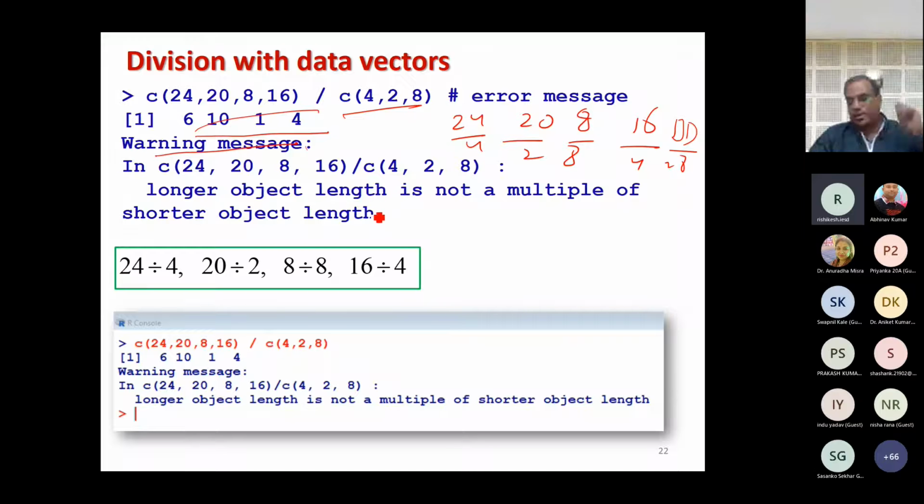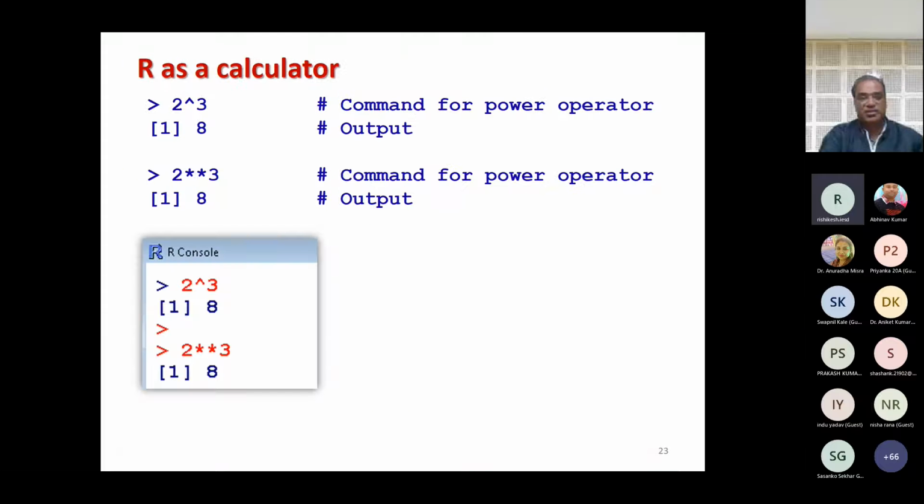It is trying to say that the total number of elements in the second data vector is not an exact multiple of the number of elements in the first data vector. Right, so this is the way the divisions are going to happen. So now you can see here, this is not a very difficult thing, the addition, multiplication, division, subtraction with respect to scalar data vectors and their combination. They are going to work in a different way.